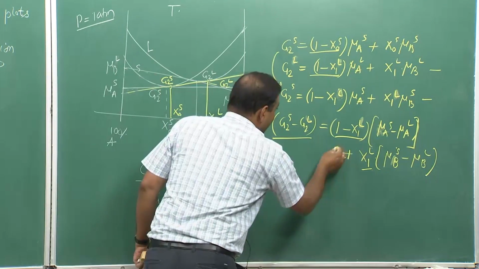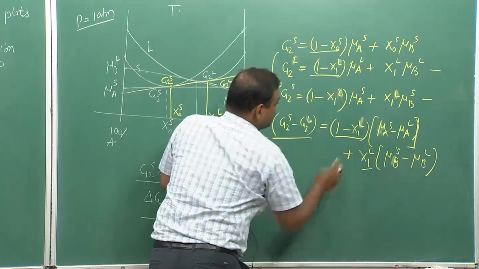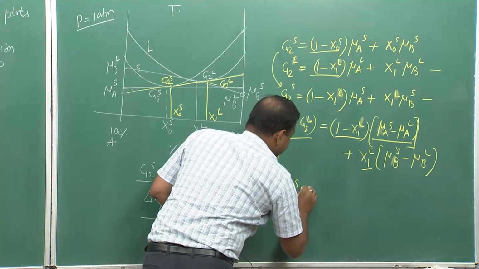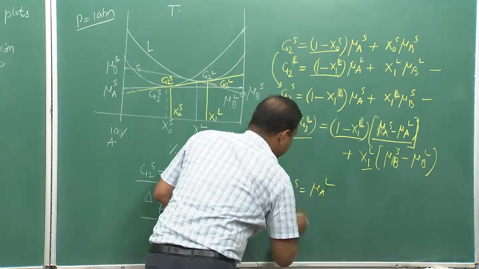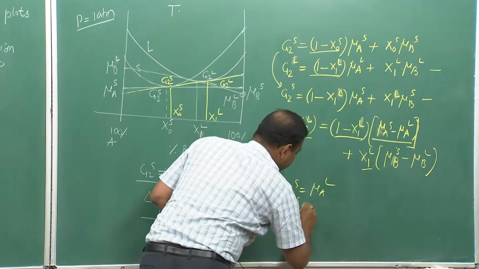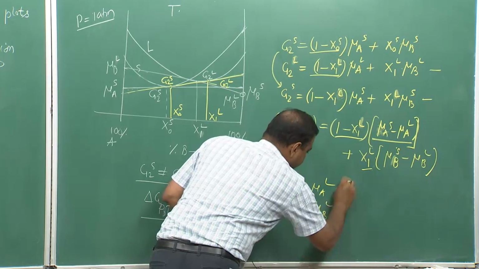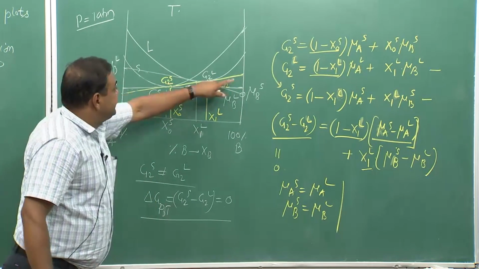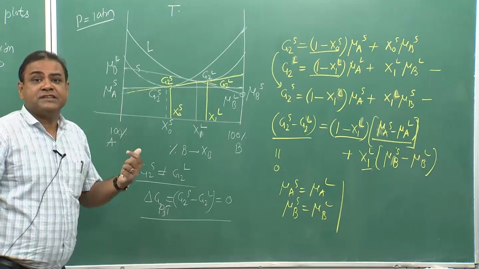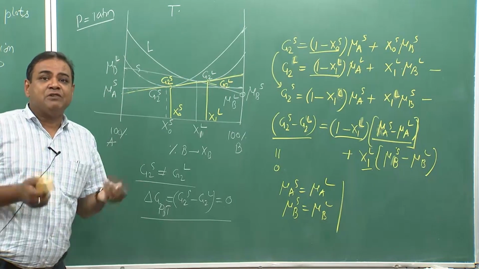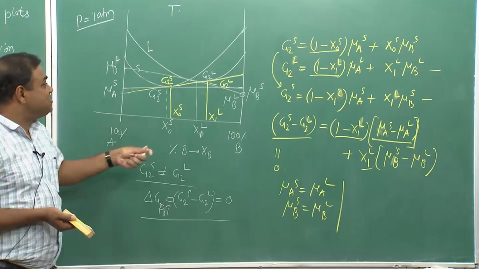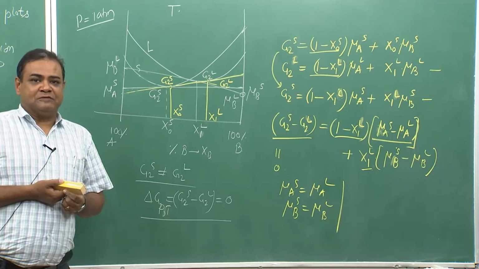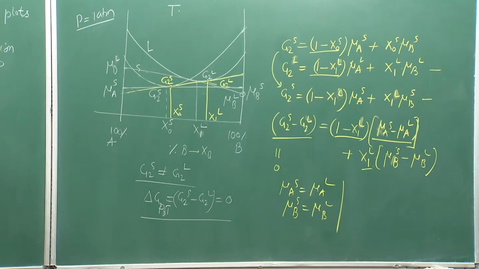And then when can it be 0? Because these 2 terms are not changing, the only possibility is that mu A S equals mu A liquid as well as mu B S equals mu B liquid. That is the condition for equilibrium. That is why it is said that the common tangent gives the equilibrium. Now, if I try to draw the equilibrium at different temperatures, I could get the phase diagram for isomorphous systems. Let me draw that.